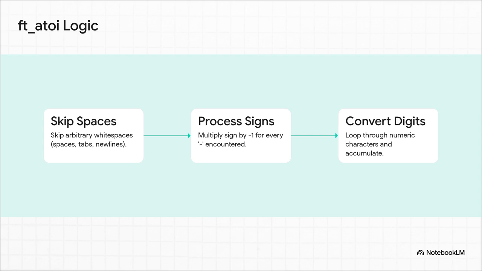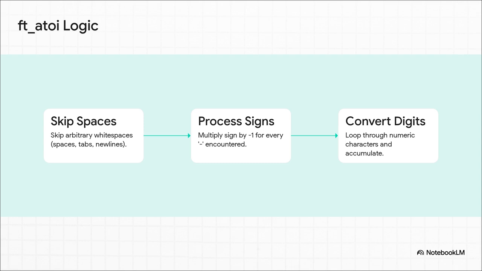Please don't try to do everything at once. Phase 1. Bypass all those invisible white space characters: spaces, tabs, new lines. You can just check for ASCII values 9 through 13 plus 32. Phase 2. Calculate the final mathematical polarity. The rule of thumb here is that an odd number of minus signs means the final number is negative. So just loop through and multiply a sign variable by -1 every single time you see a minus.